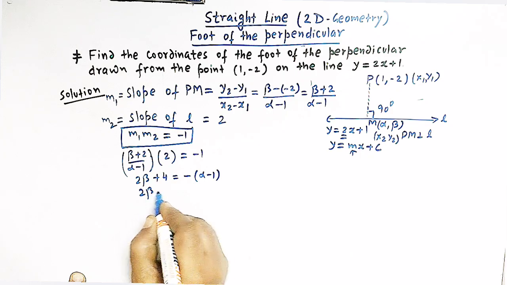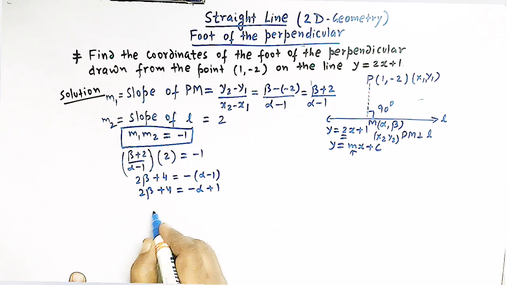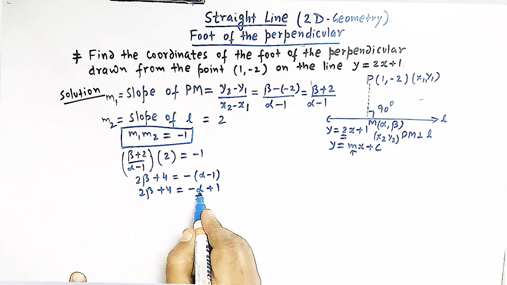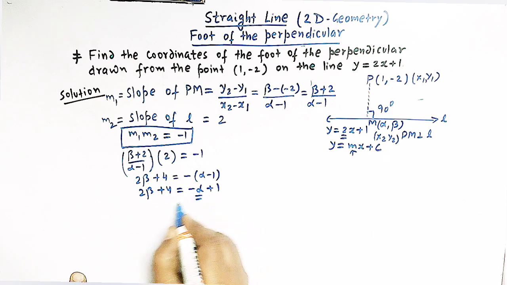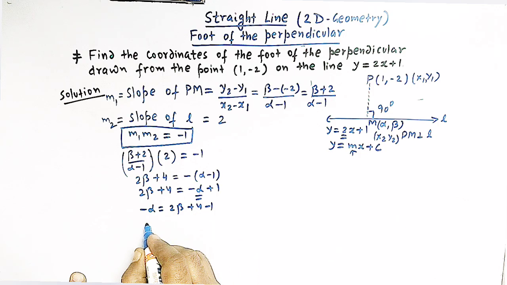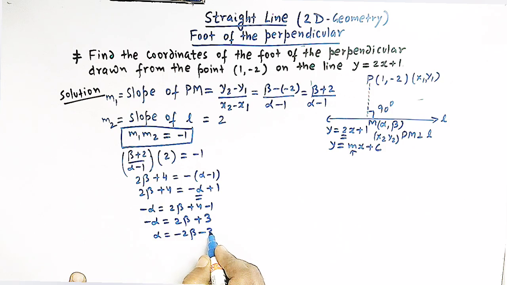So we have 2 beta plus 4 is equal to minus alpha plus 1, and from here we can write the value of alpha like this, that is minus alpha is equal to 2 beta plus 4 minus 1. So we have minus alpha is 2 beta plus 3, and alpha can be written as minus 2 beta minus 3, right? So this is the relationship between alpha and beta.